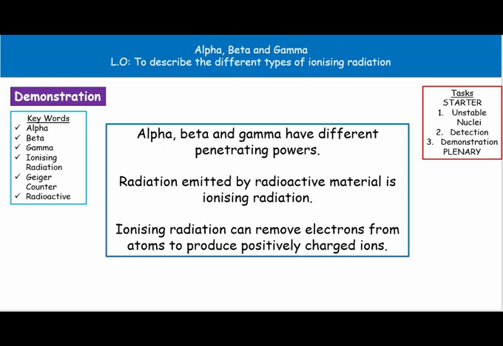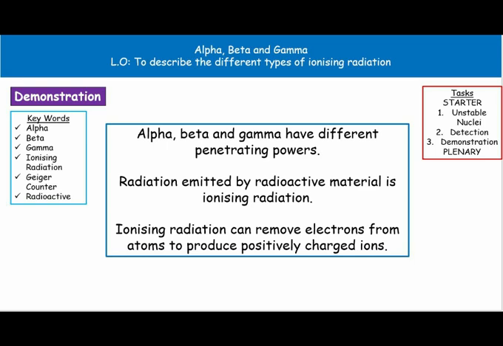So what we've just got in that diagram then is just a summary about the different penetrating powers of alpha, beta and gamma radiation. Now, whenever we're looking at this radiation being emitted by the radioactive material, it's what we refer to as ionizing radiation. And by ionizing radiation, what we're referring to is radiation that's going to remove electrons from atoms in order to produce these positively charged ions.